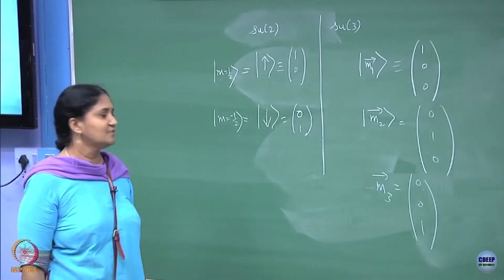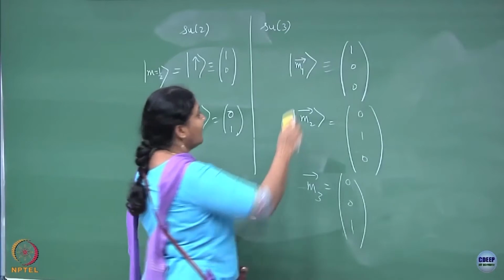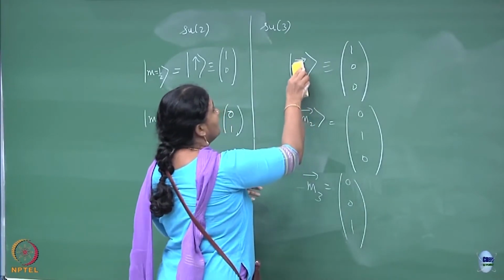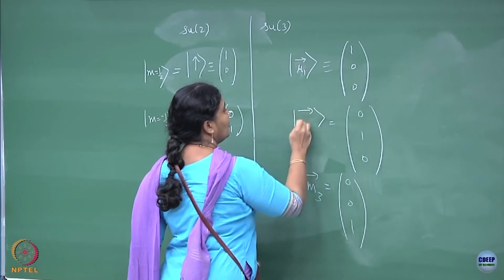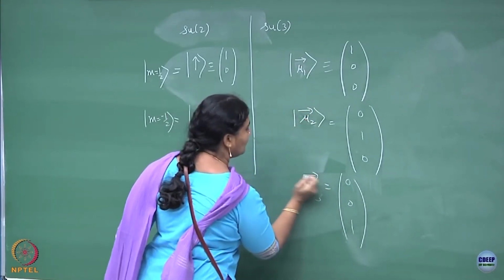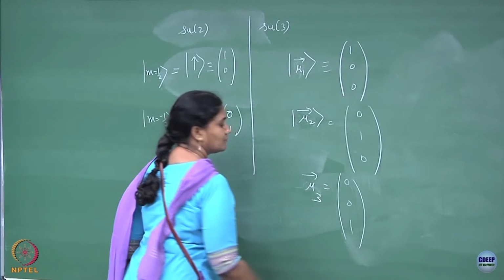Okay, this is what I am calling mu1 in the slide. Let me just follow the notes which I have: mu1, mu2 and mu3.